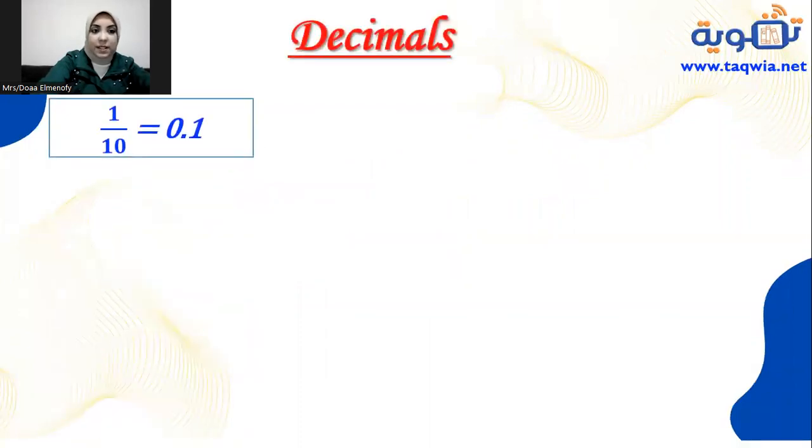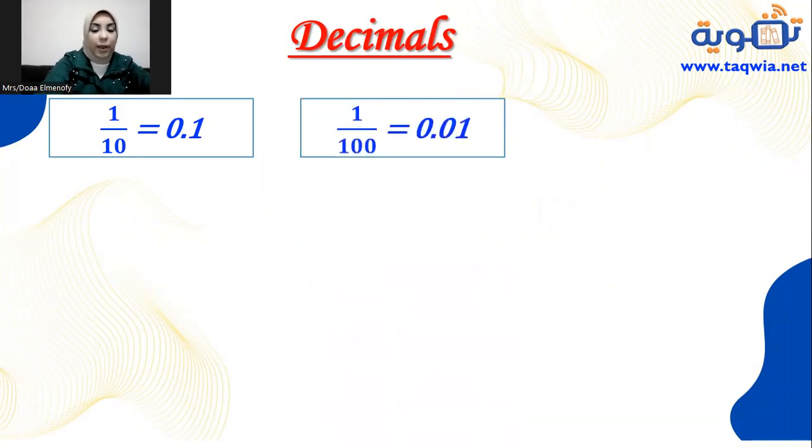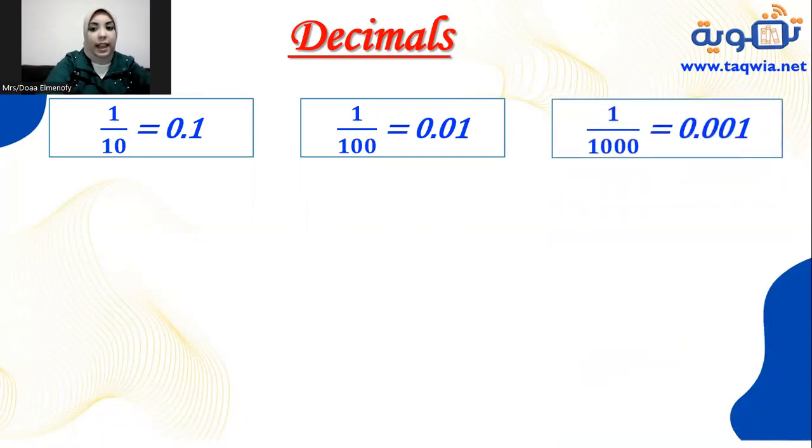Here we have the decimal, and we have to remember that 1 over 10, how we can write it in decimal form, it's 0.1, and we're going to read it as one tenth. We have 1 over 100, it's 0.01 in decimal form, and we're going to read it as one hundredth. And 1 over 1000, so here it's 0.001, and we're going to read it as one thousandth.